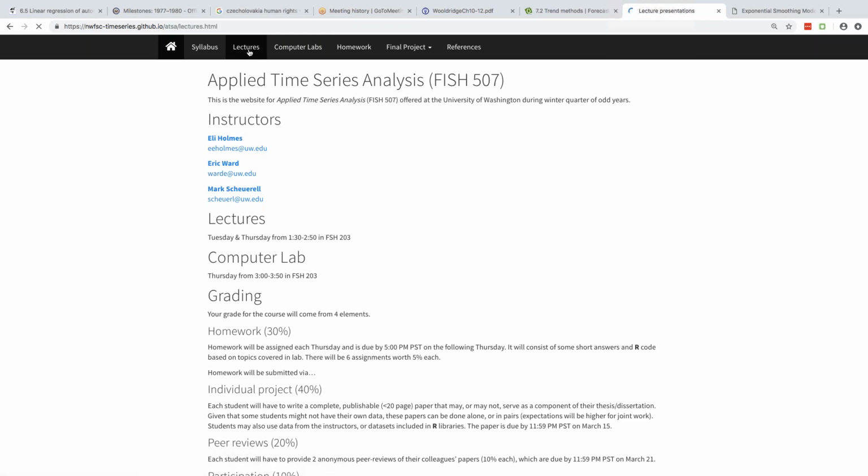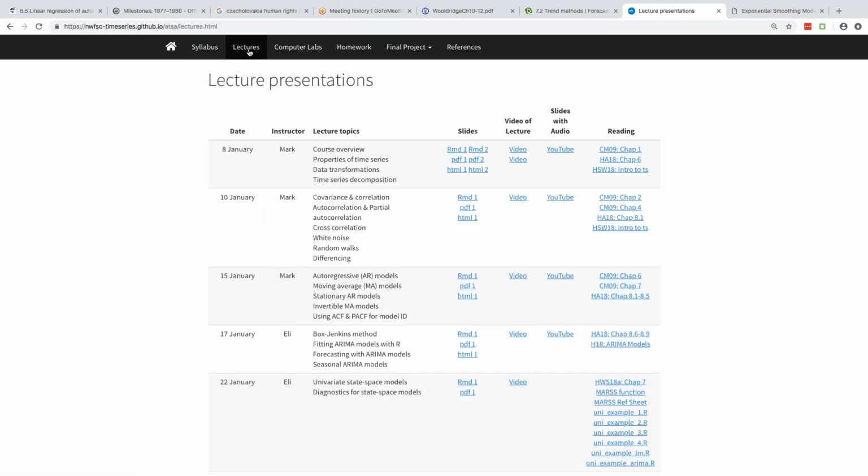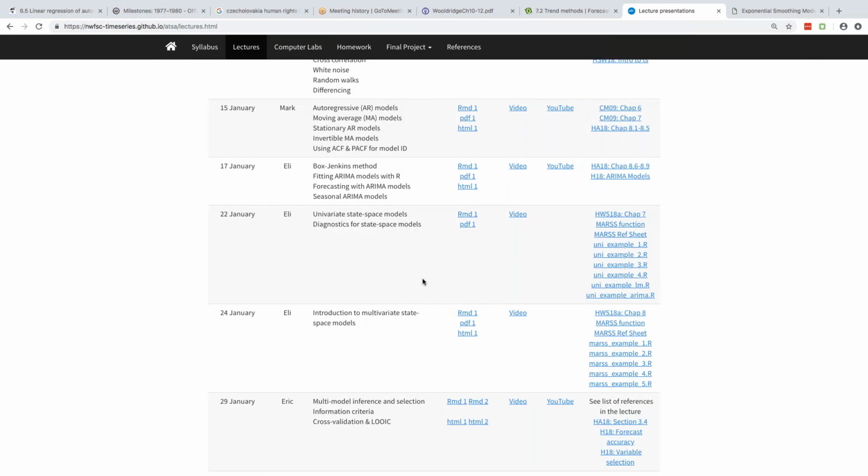Okay, so now we're going to jump into covariate models, models with covariates.